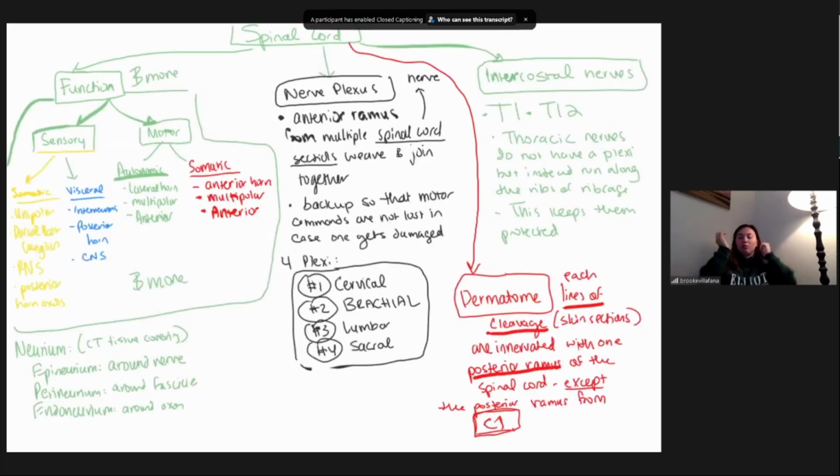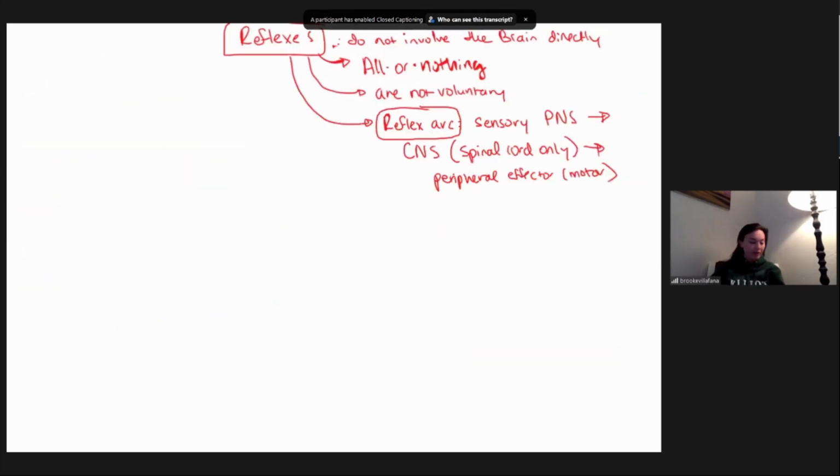I think someone said they wanted a picture of this. All right, so for reflexes, we'll try to draw a quick little drawing of the spinal cord because it makes it a little easier. And my other drawing has a lot going on.